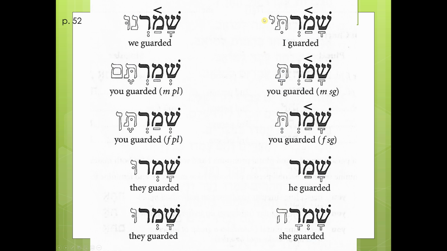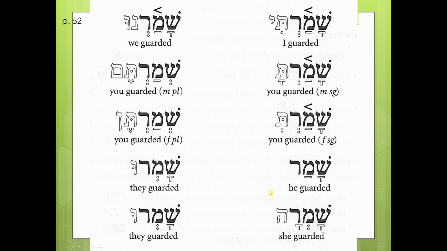Okay, so here are your endings. Shamarti, right? Shamarta, shamart. The second feminine singular can be a little bit strange to pronounce, right? Because you have these two shvas at the end. So the way to pronounce it is shamart. So just let that R roll right into the T. Shamart. Okay, and again, the accent changes. And shamar, this is one we know. We've seen it already. He guarded. And then shamra, she guarded.